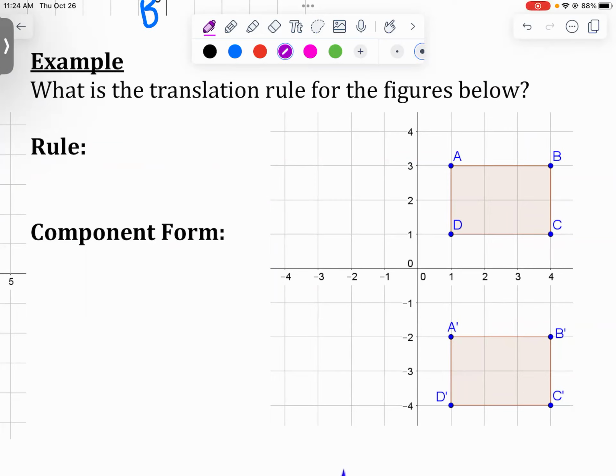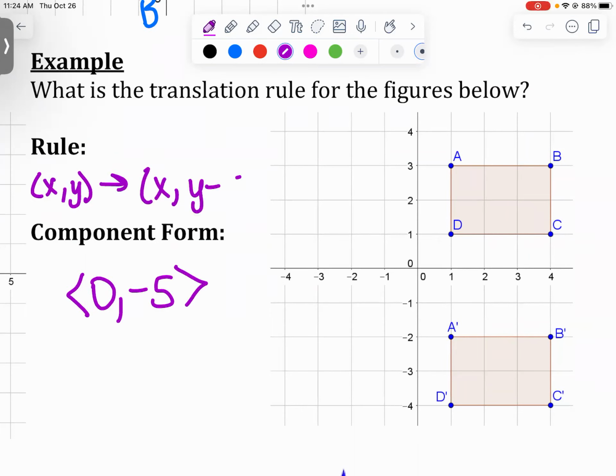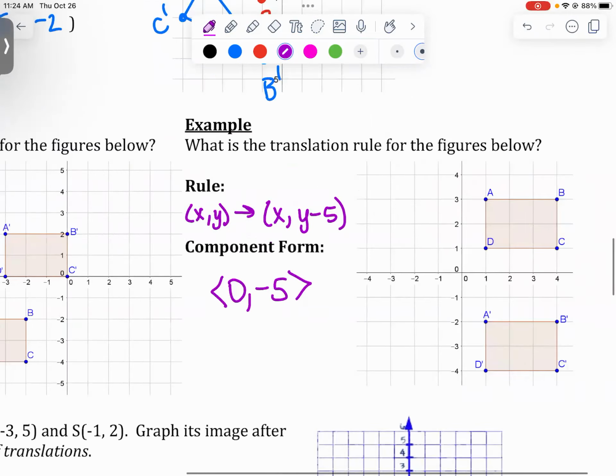All right, so Braden has written down component form is 0, -5. Do you agree with him? Yes. Okay, which means our rule is that x comma y gets mapped to x comma y minus 5. Do you agree with that? That was a lame example. Who chose that? Okay.